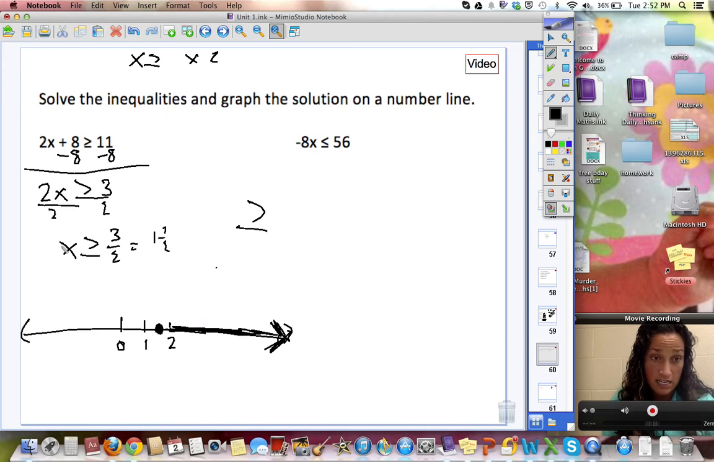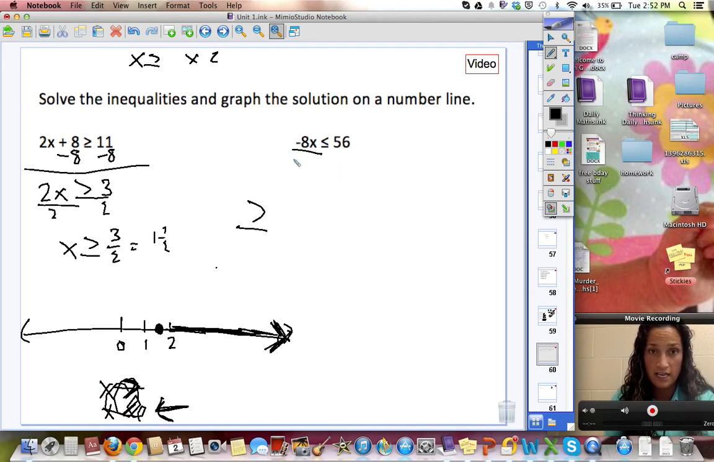Another easy way to think of it, as long as your X is on the left side, your arrow's going to go the same way that this is going, as long as your X is on the left side. So if it was like this, I would have drawn my arrow this way, as long as my X is on the left side. All right, so that is what for a greater than. So let's do this one.